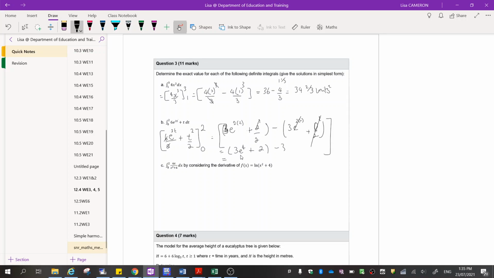Okay, so now I can group my like terms here. I'm still going to be left with 3 e to the power of 4. The plus 2 minus 3 will become minus 1, and that should be my final answer. Okay, I'll finish the rest of it because we've got class.